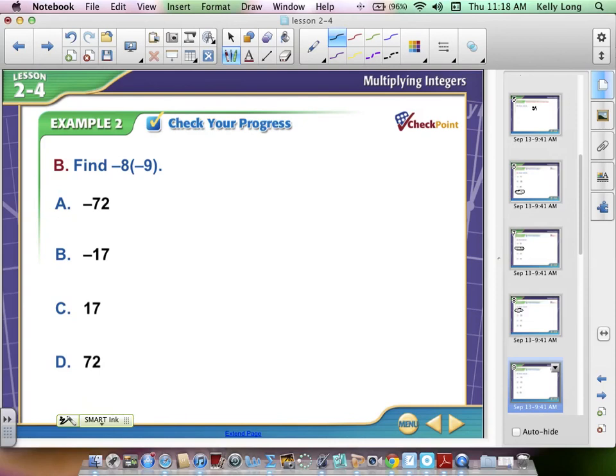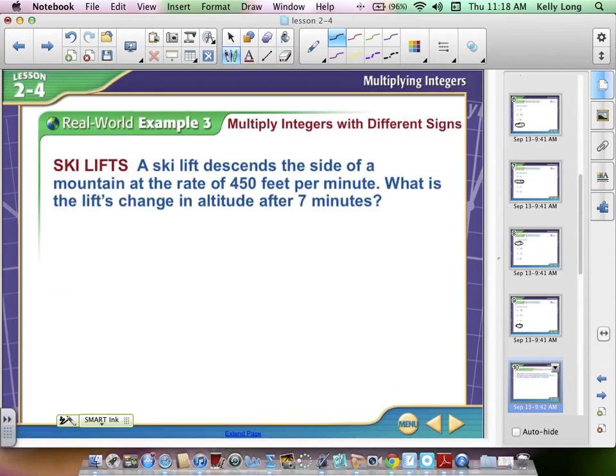All right, negative 8 times negative 9. Again, I'm multiplying. 8 times 9 is 72 with like signs. So my answer is going to be a positive 72. You getting it? We just got to keep practicing. All right, here we go.